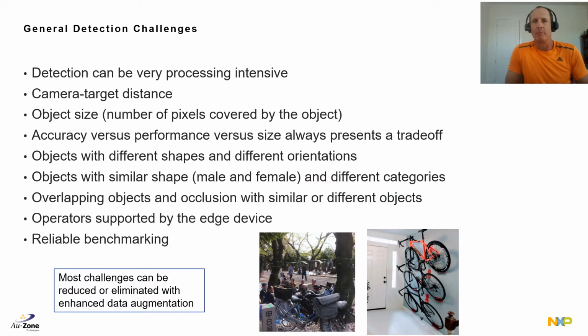As an embedded developer, you should approach detection with eyes wide open and understand how to cope with the challenges. In comparison with classification, detection can be quite processing intensive. For training your model, as well as collecting and labeling your data, keep in mind the camera target distance and the object size. Naturally, objects further from the camera will be smaller, so you'll have to consider resolution.